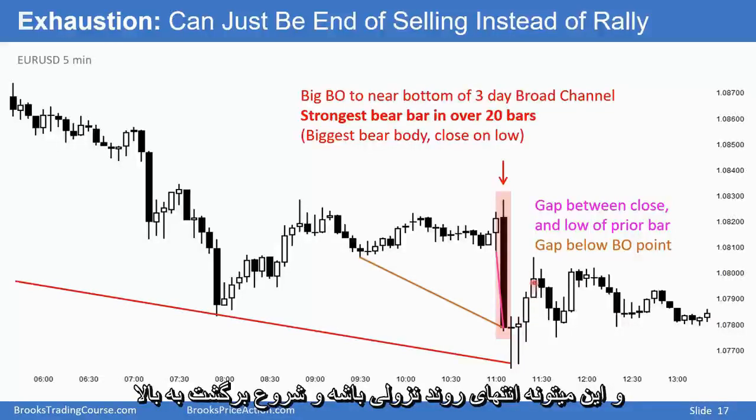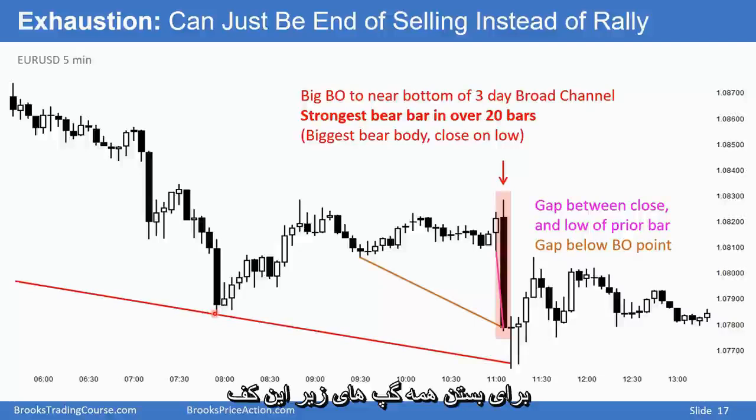and this could be the end of the bear trend and the start of a reversal up to close all of the gaps below this low, below that low, below this low, and most importantly, below that low. This is the end of the session, and the gap remained open.